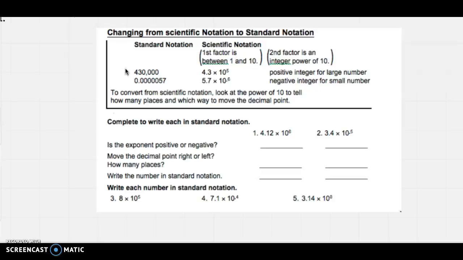And we're talking scientific notation and standard notation. These numbers here, standard notation. When I talked about, hey, you got to write the number in decimal form, that's standard notation. This over here is scientific notation.